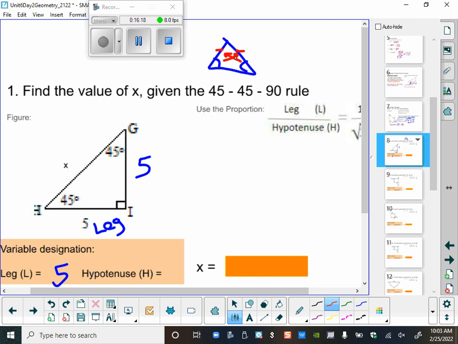Now, since we have a 45-45 triangle, we only needed one of the legs. For the hypotenuse, do we know what the hypotenuse is yet? It's x. That's the most important thing. You know this is your hypotenuse because it's across from the right angle. You see where that right angle is? Right across from the right angle is the hypotenuse. That's always and forever. All right, now here's how we're going to set up our proportion.